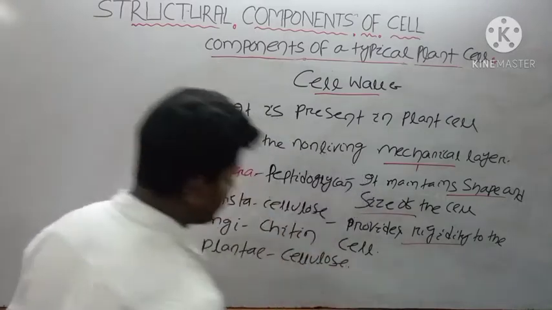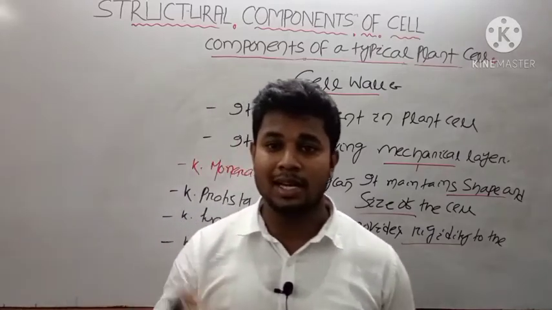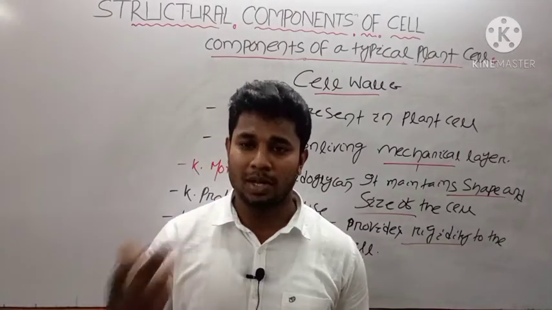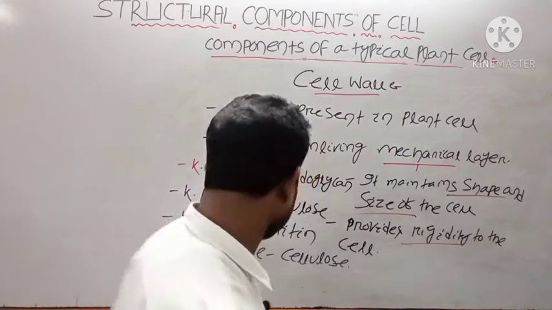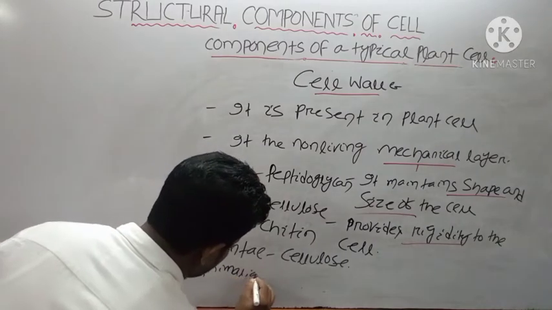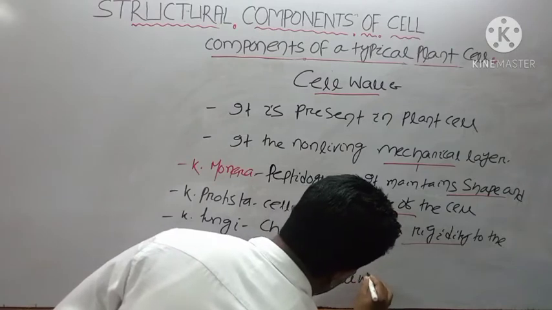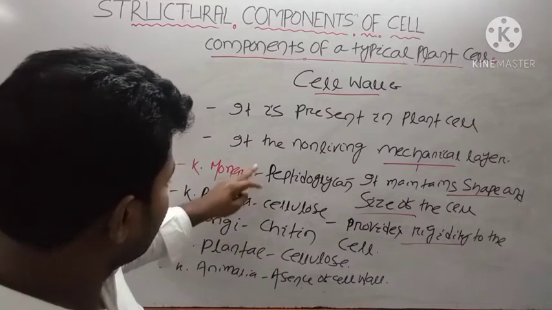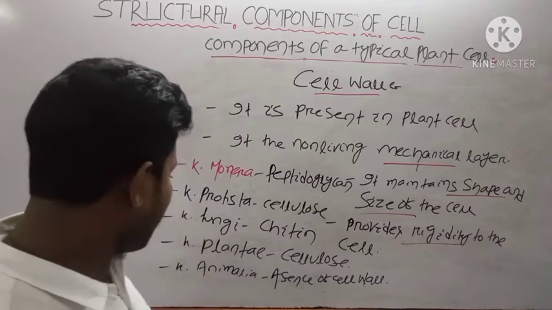mainly cellulose. We have discussed that in the animal cell there is an absence of cell wall. That's why the animal cell bursts in a hypotonic solution. So kingdom Animalia has no cell wall. These are the basic compositions across the kingdoms.